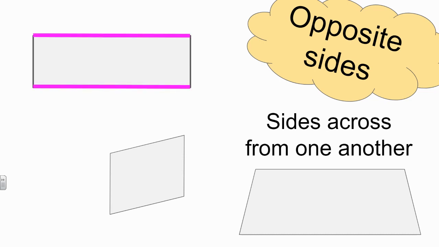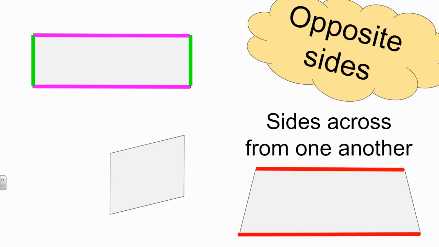So here would be an example in pink of the opposite sides of this quadrilateral. Here would be another pair of opposite sides. So you can see the opposite sides are across from each other. They never touch one another. And so each quadrilateral has two pairs of opposite sides. Two pairs makes four sides.